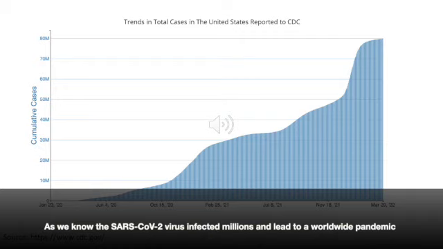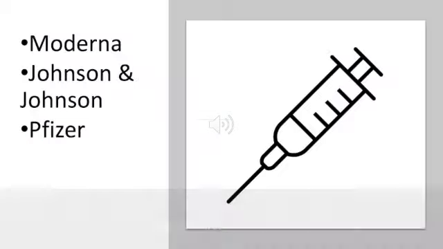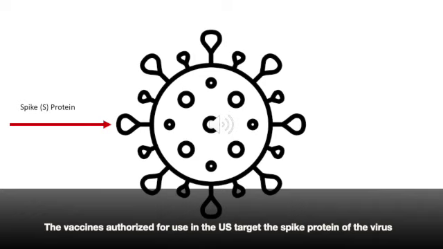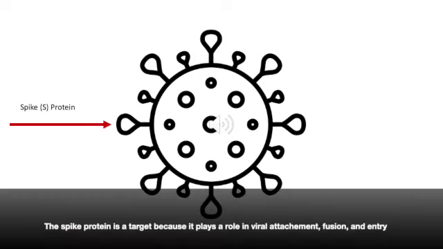As we know, the SARS-CoV-2 virus infected millions and led to a worldwide pandemic. Fortunately, effective vaccines have been developed and authorized for emergency use. The vaccines authorized for use in the United States target the spike protein of the virus. The spike protein is a target because it plays a role in viral attachment, fusion, and entry.